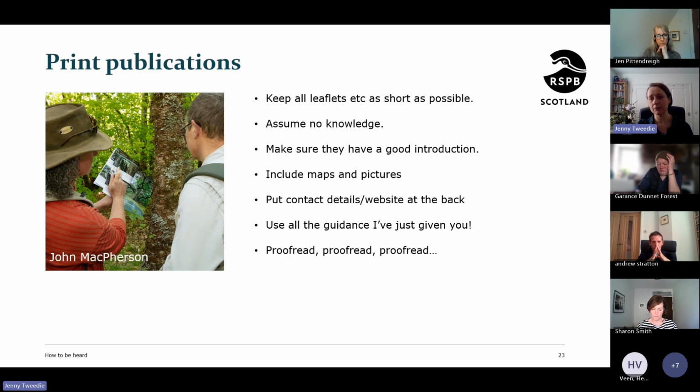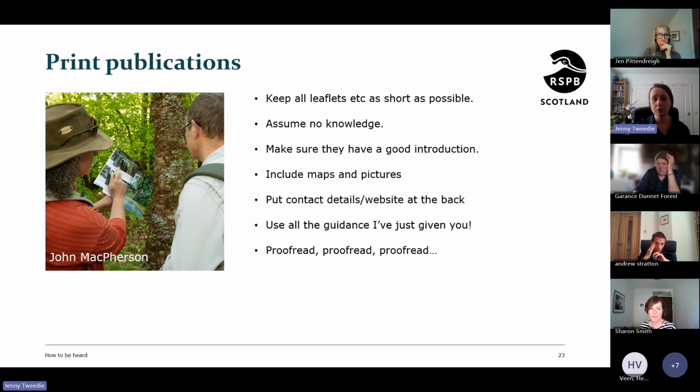Again, a lot of the rules that I've already talked about: assume no knowledge. People don't know what you're talking about, so help them into the subject. Don't dump them into the middle of something. Take them in from the beginning. And part of that is making sure you have a really good introduction. Imagine you're handing this leaflet to somebody who has no idea. You can think of somebody coming from Mars, if that helps you. Make sure you explain it to them from the very beginning.